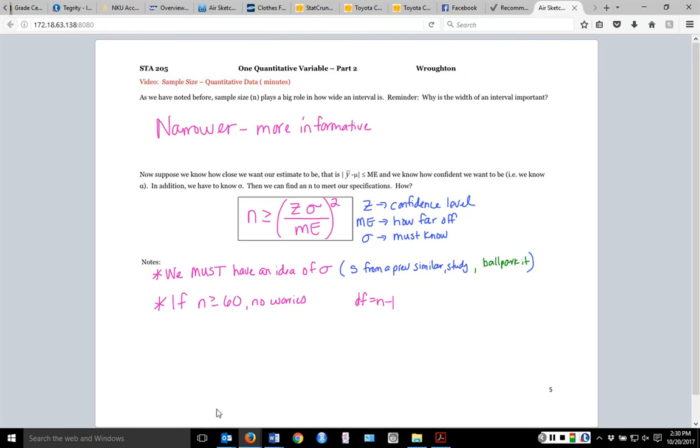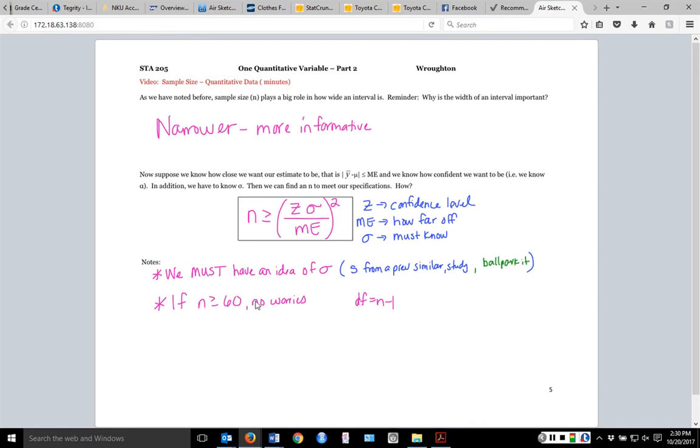Now you see the problem, right? I'm trying to find my sample size, so I don't really know what degrees of freedom I can use. So we're going to still use z here because we don't know n. And as long as our sample turns out to be at least 60, there's really no worry about doing that replacement that we have.